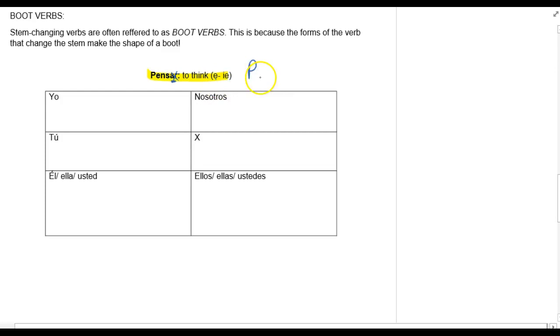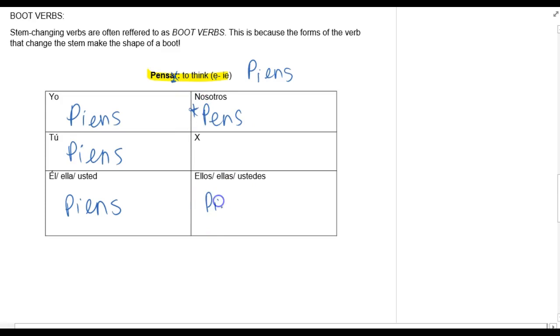So my new stem would be piens. Okay? So you go through and write that in. Piens, piens, piens. Now this one's going to be pens, right? Because it's nosotros, and that one does not follow that same stem change. And then piens again. Then we go ahead and add our correct verb ending, which in this case, yo pienso, tú piensas, él piensa, nosotros pensamos, and ellos piensan. Oops, that should be an N. Let me erase this real quick. There we go.